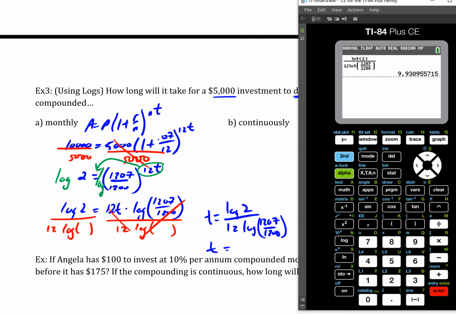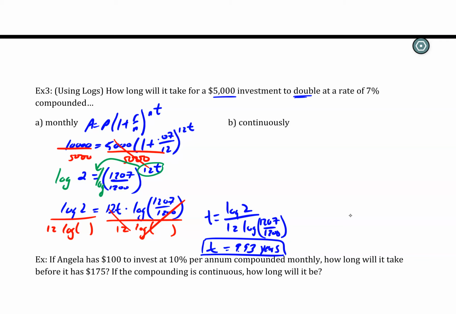All right, so let's see what happens if we do that continuously. Now we're using A equals Pe^(rt). This is, again, the double portion. I could put 10,000 here and 5,000 here, but then I'm just going to divide it out. So this just ends up being 2 equals e^(rt). Now I can plug in the r, so 2 is equal to e^(0.07t).